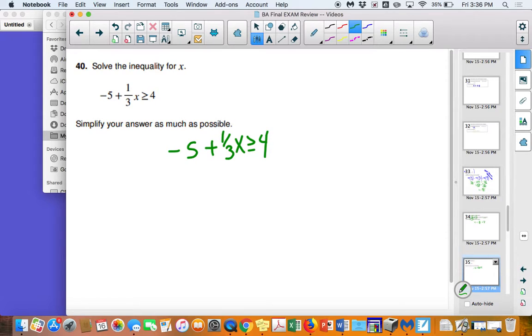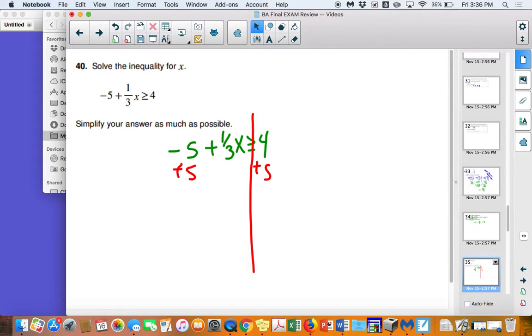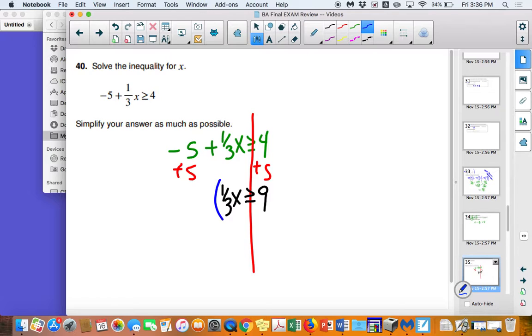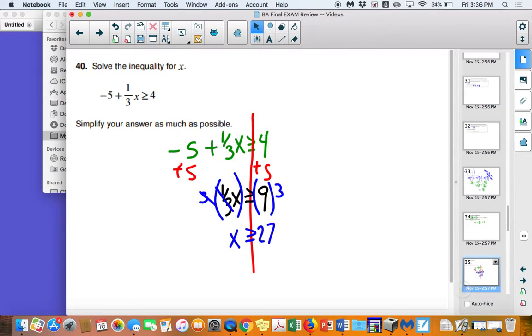Okay, so if I'm going to go through here and solve this, I'm going to add 5, and I'm going to do it on both sides. So that gives me 1/3 x greater than or equal to 9. Well, you've got to counteract that 1/3. So that's like saying x divided by 3. So our alternative is to multiply both sides by 3. So these cancel. That gives me x, and that turns into 27. So that's one way to do it.